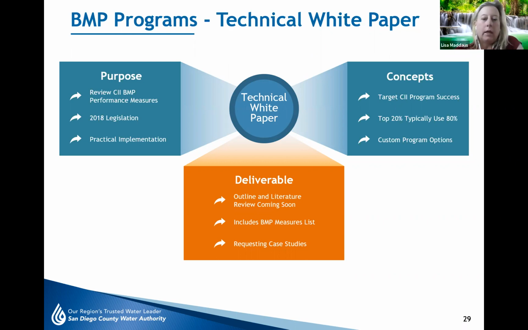We have also posted a survey on the BMP measures list. In the link on the right, we're going to be showing some of the preliminary results of the survey. If you have not taken the survey yet, we would like you to do that. We would also ask that if you have any case studies or experiences with CII programs, what's worked, what's not worked, we're very open to putting those in our technical white paper.